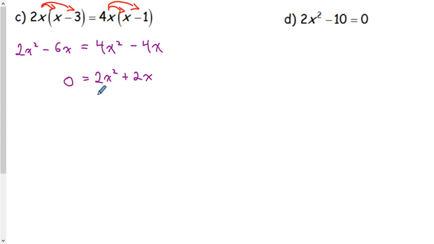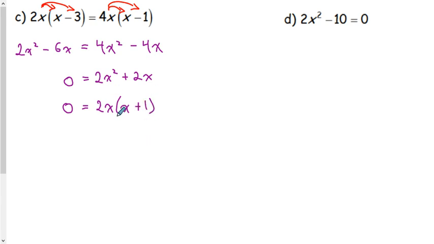Now, you could use the quadratic formula at this point, but let's just see if we can factor first. Factoring is always our easiest and best option. Looks like I can factor 2x out of both of these. I take out the 2 and one of the x's, I'm left with 1x there. And I take a 2x divided by 2x out of the second term, and I'm left with just a 1.